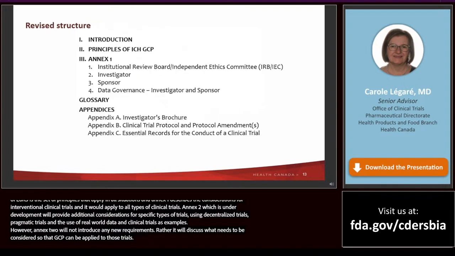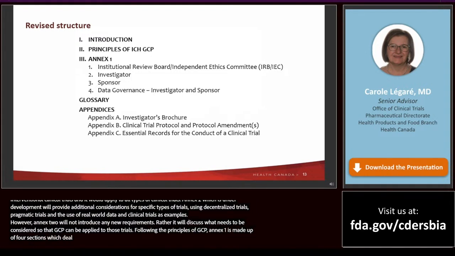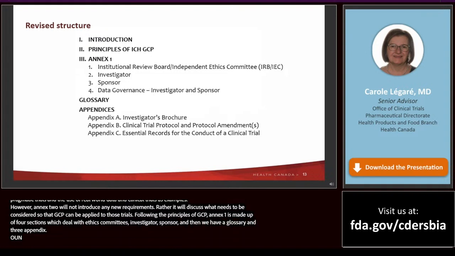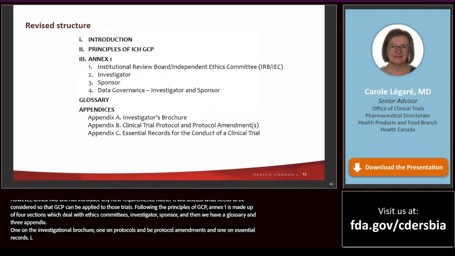Here is the revised structure. We have an introduction, followed by the principles of GCP. Then Annex 1 is made up of 4 sections which deal with ethics committees, investigator, sponsor, and a new section on data governance. Then we have a glossary and 3 appendices, one on the investigational brochure, one on protocols and protocol amendments, and one on essential records.